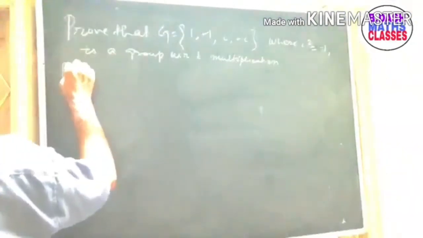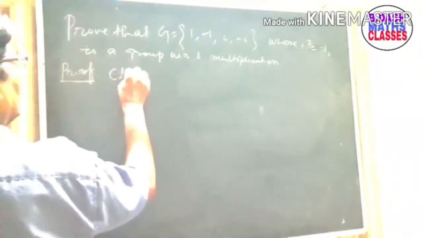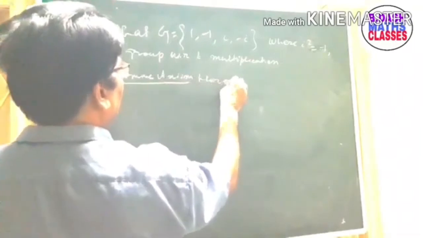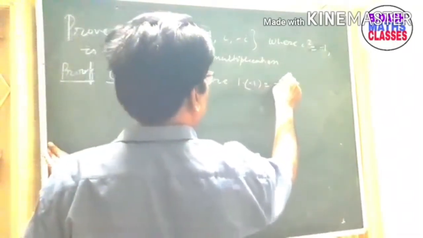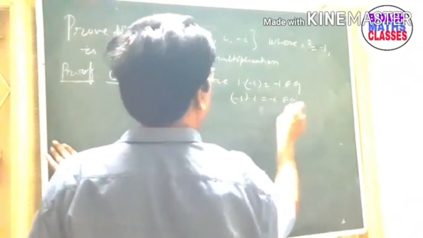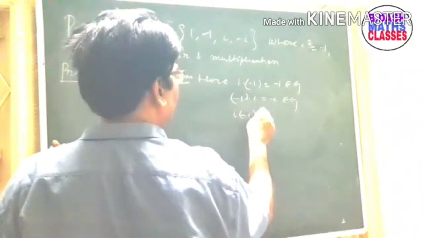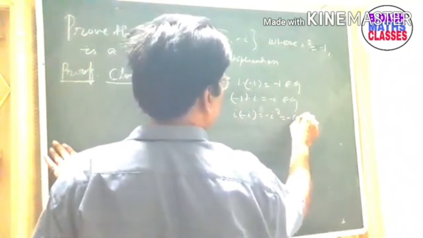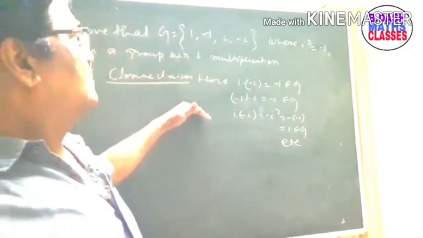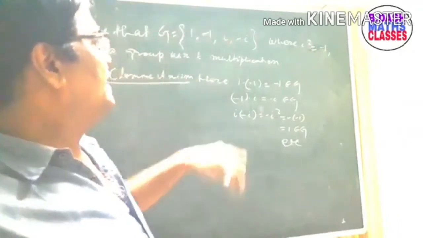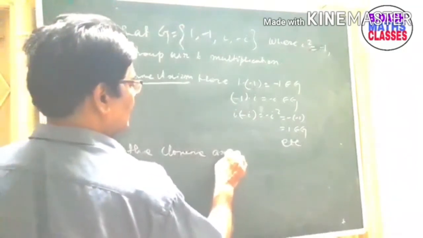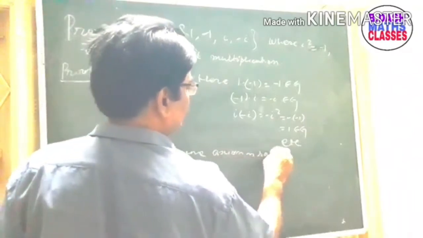First, prove the closure axiom. Here 1 × -1 = -1, which belongs to G. -1 × i = -i, which belongs to G. i × -i = -i² = -(-1) = 1, which belongs to G. So in this way we will find the multiplication of any two elements will be in G. So the closure axiom is satisfied.